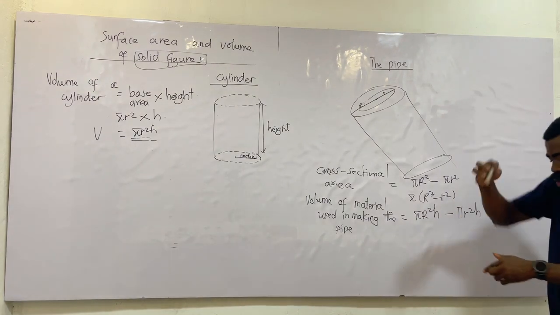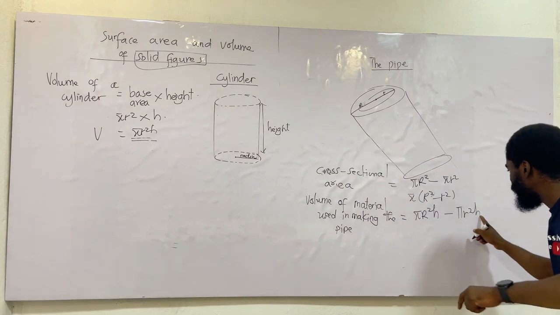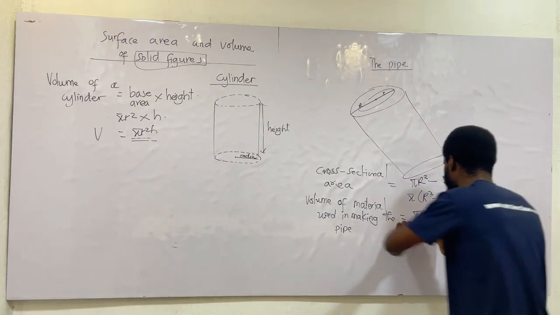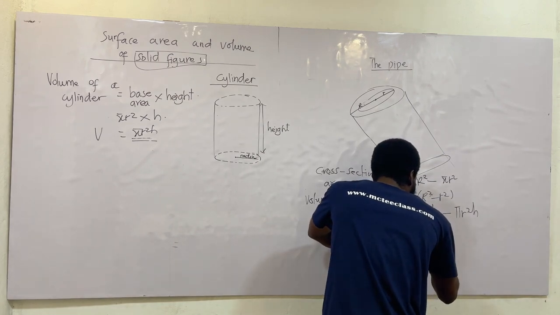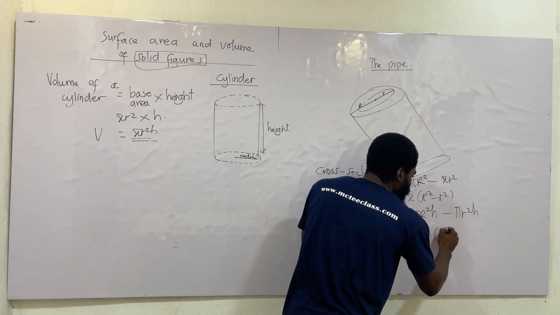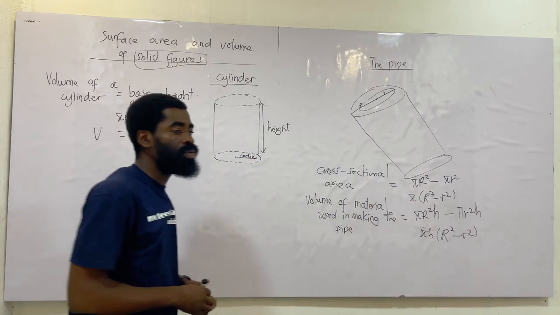The external volume minus the internal volume. So finally, there's h, there's pi, so pi h will come out. So I have pi h into bracket big R squared minus small r squared. This is about the pipe material.